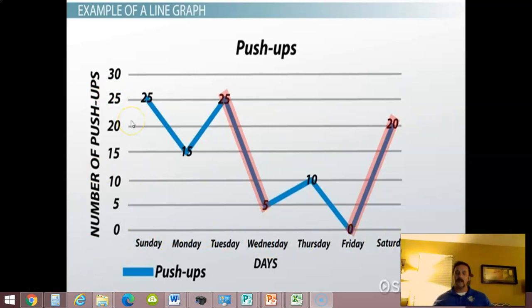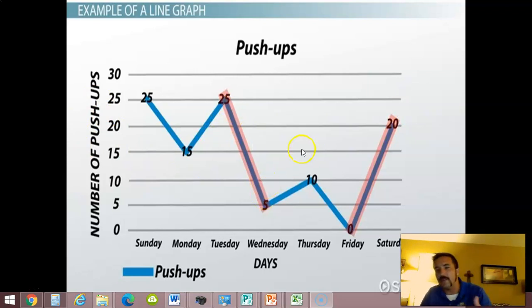So look at Sunday. He's feeling really strong, and he drank his chocolate milk, no doubt. He got 25 push-ups. But on Monday, oh man, it went to 15. But Tuesday back up to 25, and Wednesday, whoa, what happened Wednesday? 5. Thursday up to 10. Friday, come on, lazy guy, what's he doing on Friday? But Saturday he got back up to 20. Now maybe Friday was a scheduled day off, so I shouldn't be picking on him, huh? But at any rate, this is a good way to show data.